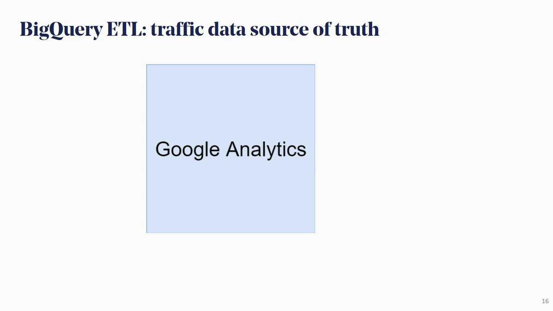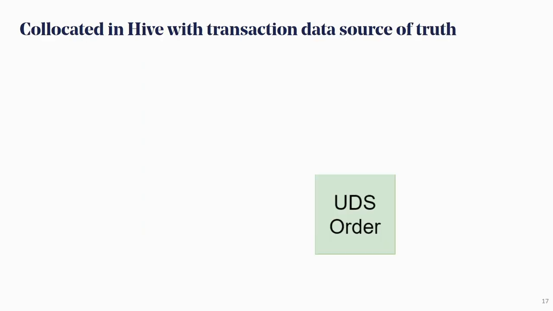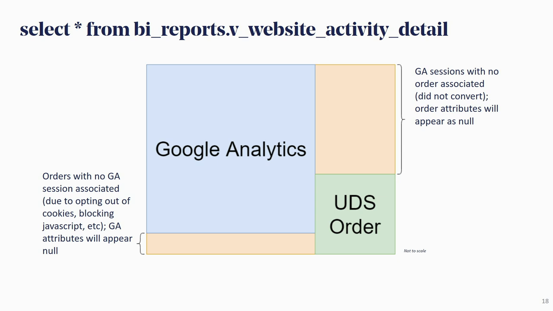What we ended up doing is we took all the Google Analytics data out of BigQuery, which is where it lives. BigQuery is the massive data platform where the raw data that powers the GA reporting lives. So we ETL it out of BigQuery and put it in Hadoop, because Hadoop is where our other enterprise data lives. We wanted to co-locate them so that we can join them together and create this massive hybrid data set. Our table is called BI reports, V website activity detail, WAD for short.